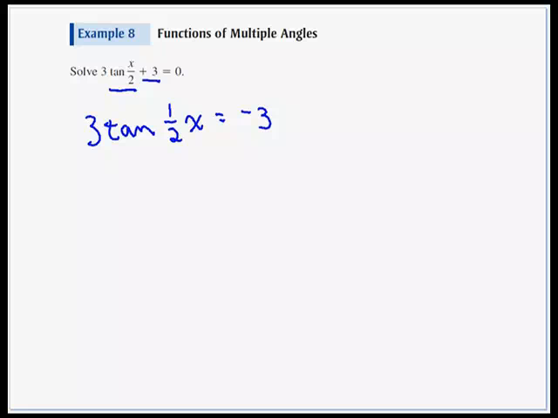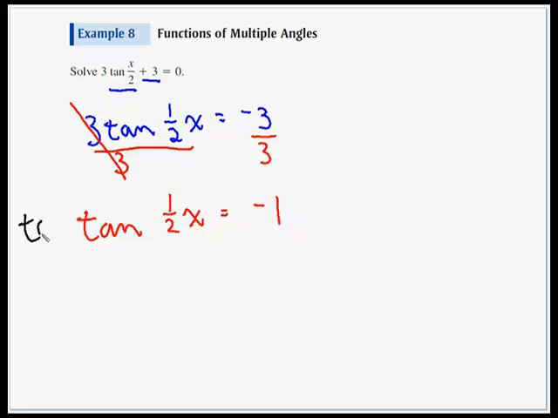And then divide each side by that coefficient 3. So we will get the tangent of a 1/2 x is equal to -1. And then we take tan inverse to get our angle alone. Tan inverse of the left side, so we get 1/2 of x is equal to the tan inverse of -1.